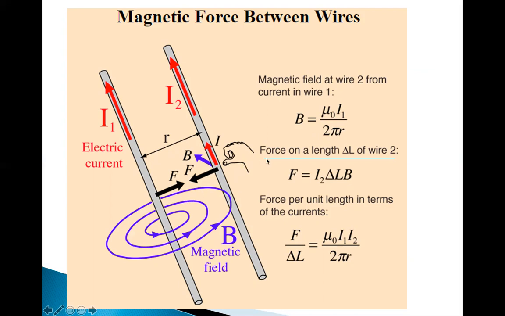Okay, so what about the force on the second wire that carries I2? Well, the force is proportional to the length of the wire, so F is I2 times delta L times B. Here we don't have the sine 90 degree because sine 90 degree is 1. If we combine the 2 equations above, we have that the force on the unit length equals mu0 I1 times I2 divided by 2 pi r. So this is the force between 2 wires. Whenever we have 2 wires going in parallel, they either repel each other or attract each other.